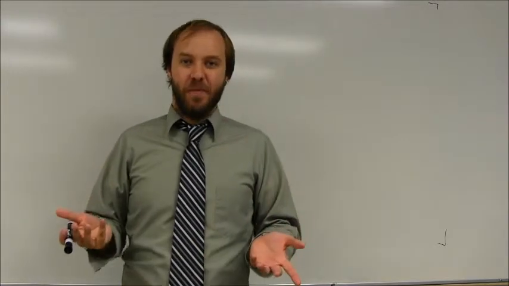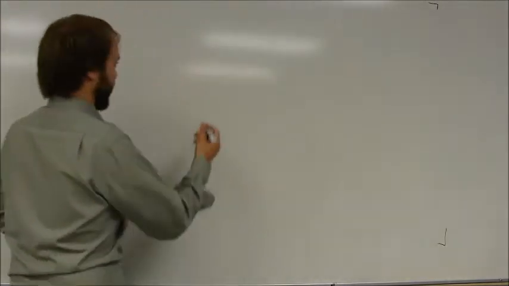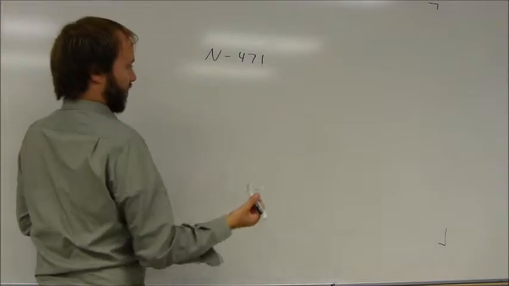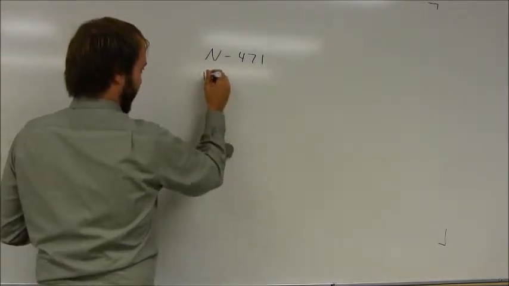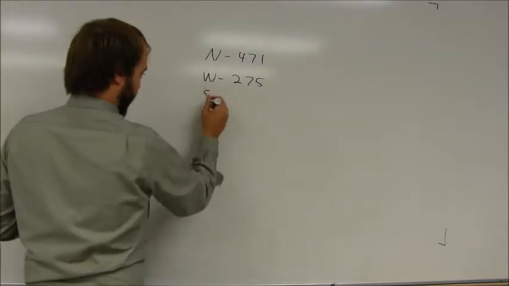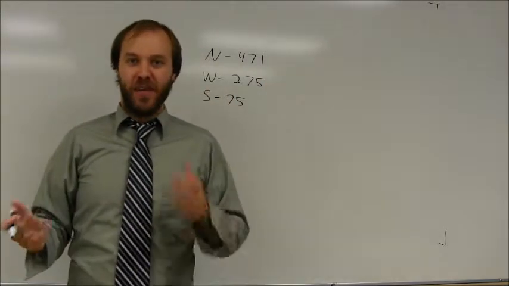A very easy example, if you go on Google Maps and you get a list of directions, say that you've got directions that say you're going to go north on 471, and then you're going to go west on 275, and then you're going to go south on 75. Maybe I'm driving to Lexington or something like that.